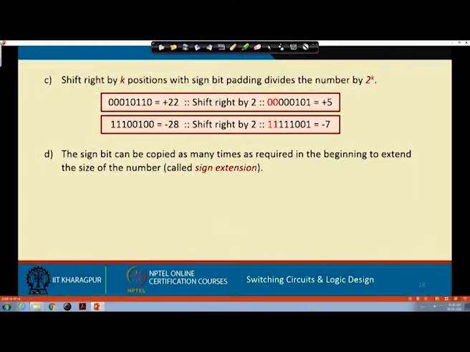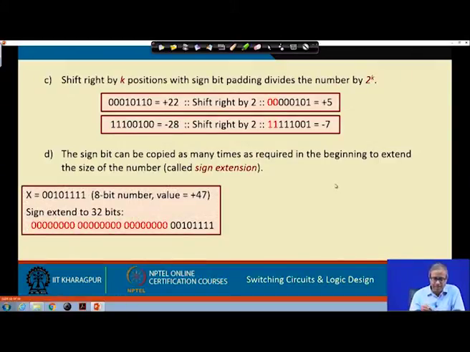And one last trick, let me tell you, just as this example shows, you can replicate or copy the sign bit as many times as you want without changing the value of the number. This is called sign extension. Like you consider an 8-bit number, let us say plus 47. In 8 bits, this is plus 47, you can verify 1, 2, 4, 8, 16, 32, 32 plus 8 plus 4 plus 2 plus 1.